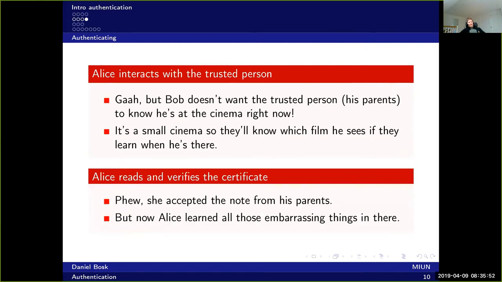The other option is a certificate that Alice can read, which is non-interactive. So for instance, instead of Alice calling Bob's parents whenever this happens, Bob can simply bring a note from his parents, which says that Bob is allowed to see films which have an age limit of 15, that he's older.